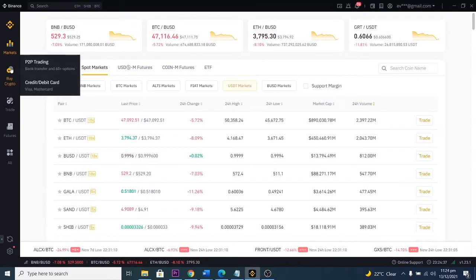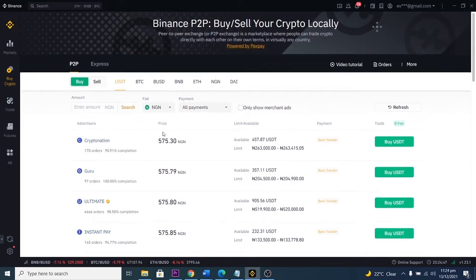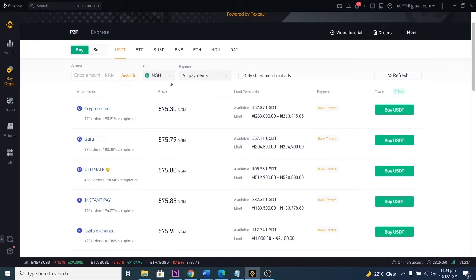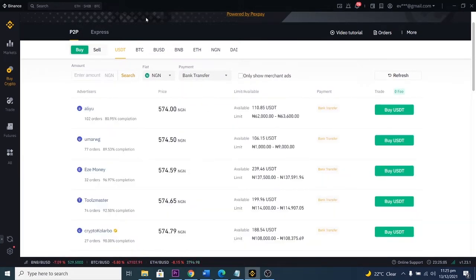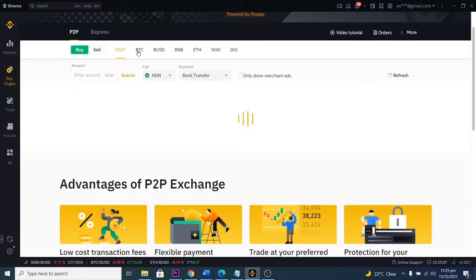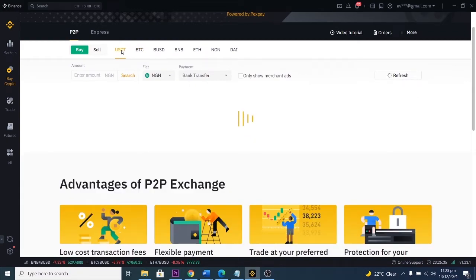I'm using P2P. So P2P is peer-to-peer. That is, somebody else already has the coin and then you buy it directly from them. So which type of coin do you want to buy? In which currency? You have to set the currency that you want to buy. So you can buy in whatever currency, but my own is set to naira. So all payments, bank transfer, I want to do bank transfer. You can do bank transfer. And then which coin do you want to buy? Is it USDT or which type of coin, or BTC? But me, I want to buy USDT. So I click on USDT.